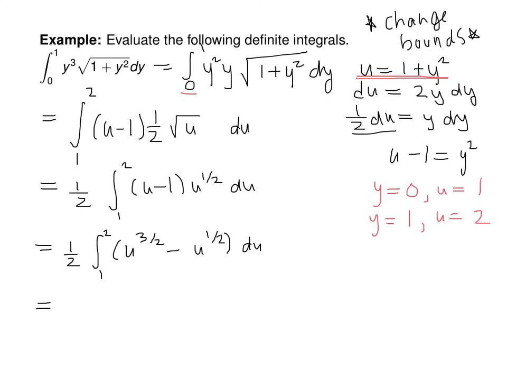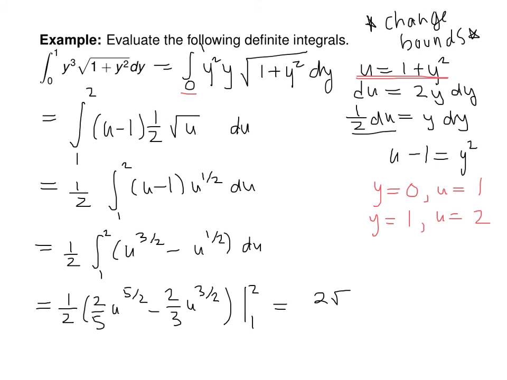And now antidifferentiate. We'll have 1/2 times u to the 5/2 times 2/5 minus u to the 3/2 times 2/3 from 1 to 2. When you work that all out and plug everything in, you get 2 root 2 plus 7 over 15. It's a little bit tedious. The notes online have that all worked out for you if you want to check your work.